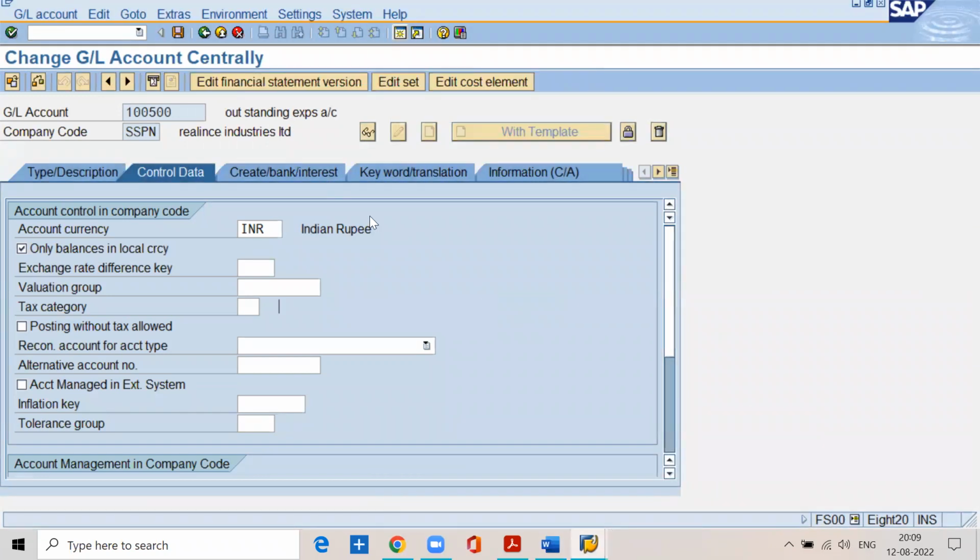Suppose, for example, in the outstanding expense account there is a 750 rupees credit balance. In that case, that 750 rupees will be transferred to P&L account. But for that, again, we need to do some settings. Those settings we will see later on. Here you have to understand the concept of the tolerance groups. With the help of the tolerance groups, the system can decide how to process the residual balances in the balance sheet GL accounts, like outstanding expense account, outstanding revenue accounts, prepaid expense account, incomes received in advance account, etc.